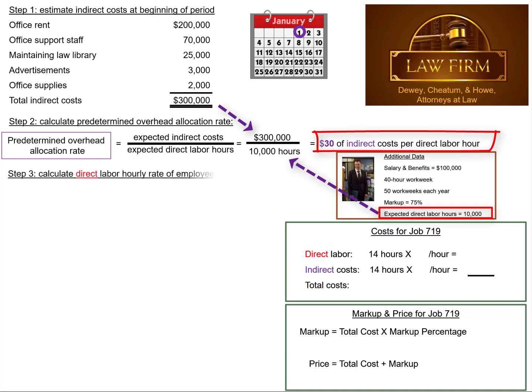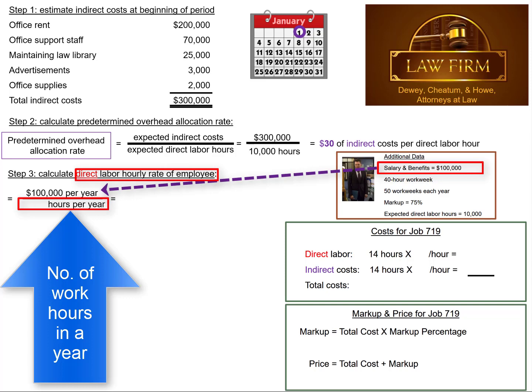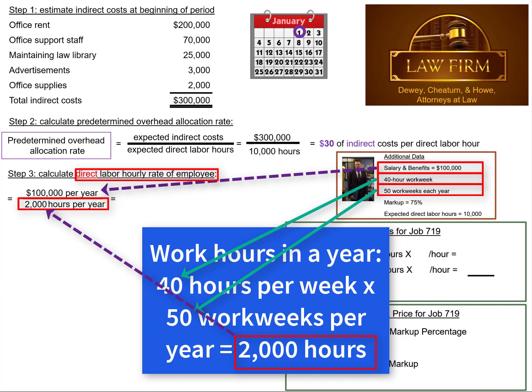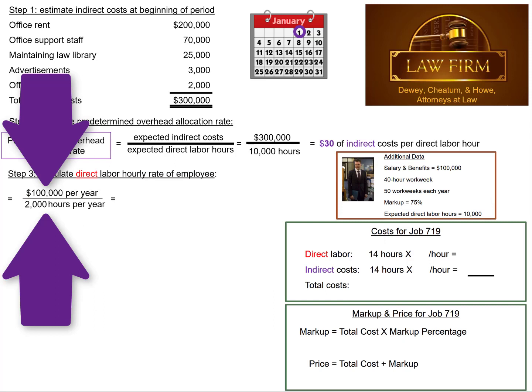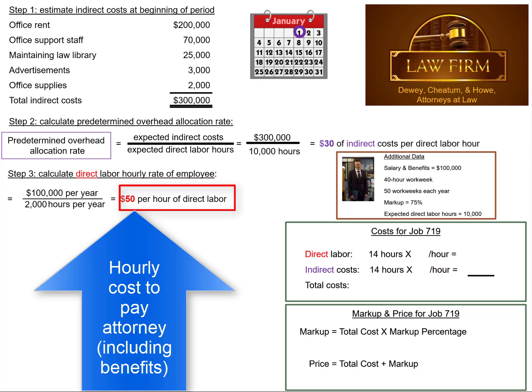Now our next task is to calculate the direct labor hourly rate for the attorney. As you can see in the additional data box, our attorney's salary and benefits for the year are a combined $100,000. Now we simply need to divide that by the number of work hours in a year to get the hourly direct labor rate. Since the company has 40-hour work weeks, and there are 50 work weeks in a year, assuming they get 2 weeks off, that gives us a total of 2,000 work hours per year. So we take $100,000 of total salary and benefits for the attorney and divide by 2,000 work hours in a year, and we get an hourly rate of $50 per hour of direct labor. This means it costs the firm $50 of direct labor per hour to have Jeffrey Winger work on the case.